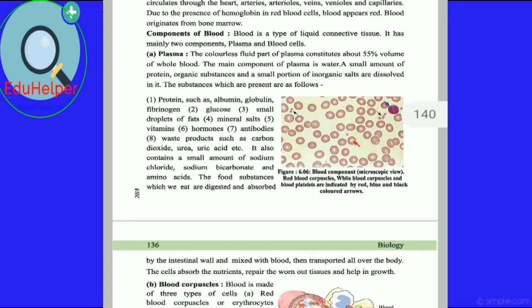Okay, now I'm going to describe the components of blood. Blood is a type of liquid connective tissue. It has mainly two components, plasma and blood cells. First of all, I am going to describe plasma.